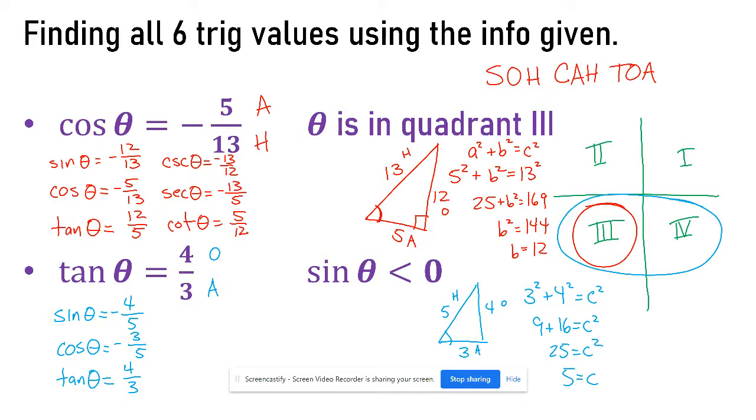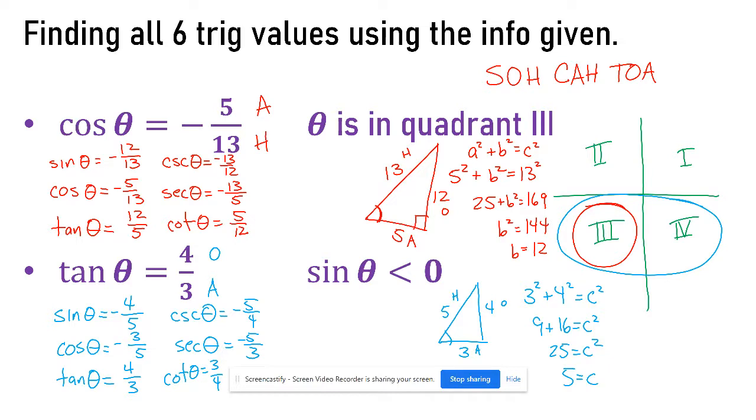And then to do my other 3 again, I just flip and keep the signs exactly the same. So cosecant is negative, secant negative, and cotangent will be positive. One quick thing, make sure you remember that cosecant goes with sine and secant goes with cosine, because that is a really easy thing to mix up.